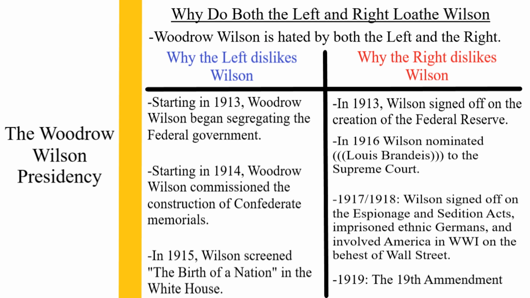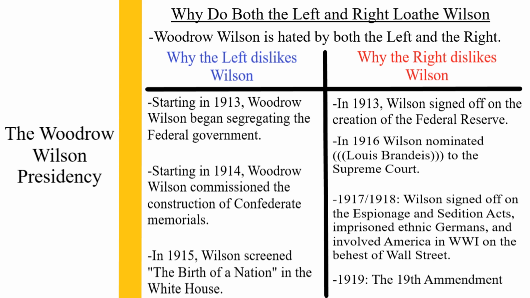And then there's also the matter of the 19th Amendment. Now, presidents do not play a formal role in the ratification of amendments. However, Wilson did lend his voice to supporting the 19th Amendment. So that's why the right doesn't like Wilson when it comes to the 19th Amendment. Even though he did not play a formal role in the ratification of it, he did lend his support to it and influenced some Southern Democrats in Congress who otherwise might not have supported it.